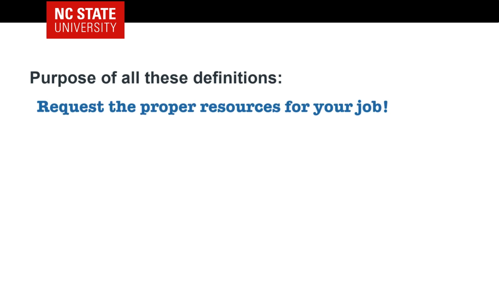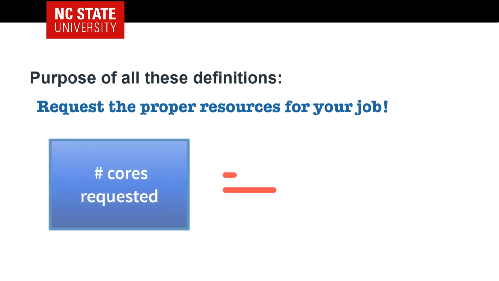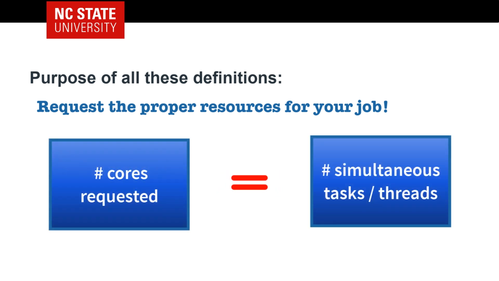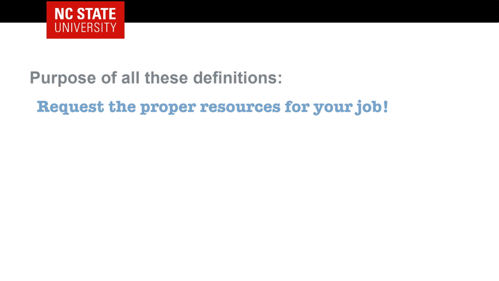At the end of the day, the thing we want you to understand is how to request resources for your job. You have to request the proper resources to run your job, and that means you have to specify 1 core for each thing that you're doing. If your job is only doing one thing, request a single core. If your job is broken into simultaneous tasks, then request 1 core per task. And if those tasks can be further broken down into threads, then request 1 core per thread.